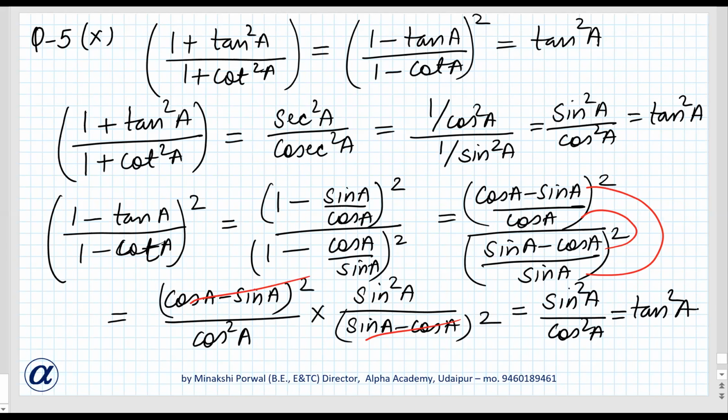So what we have done: we have solved this one and obtained tan square a, and we have solved this one and obtained tan square a. So all three are equal. If it is clear, please type y.